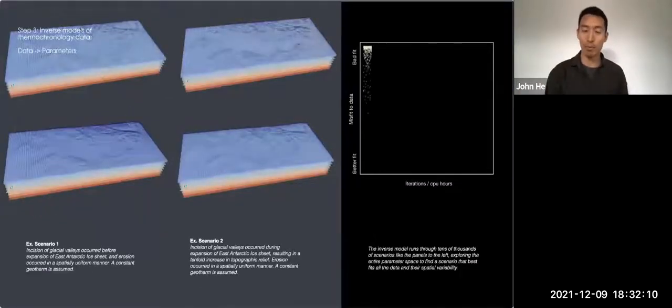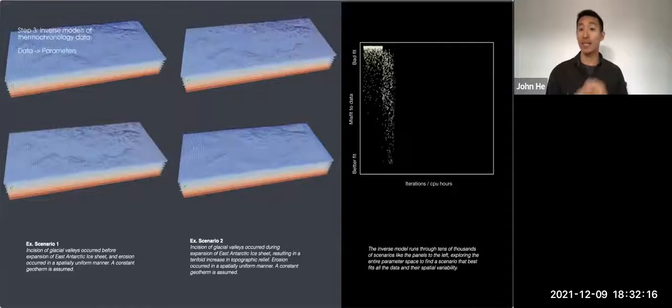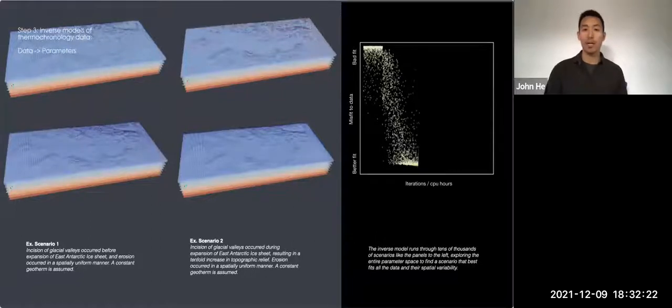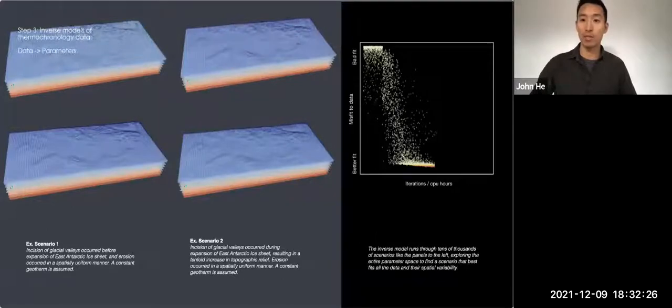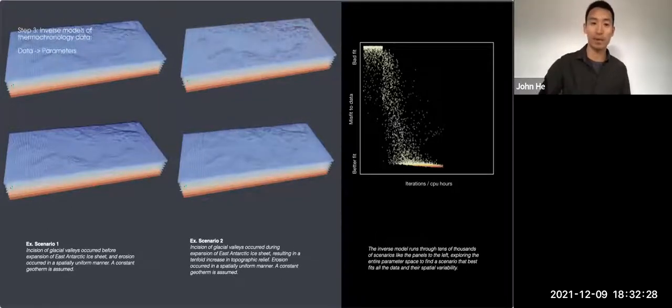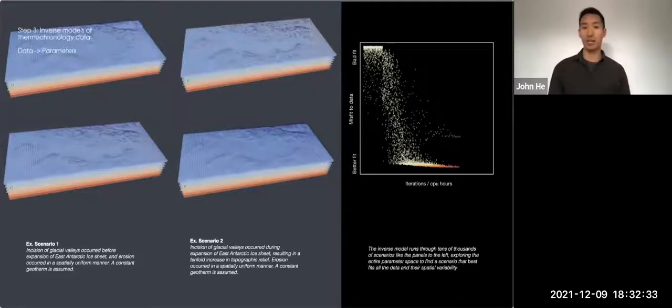Finally, the third step we can take is to run the model in inversion mode. What this means is that we give the model the data set that we have and ask the model to find the best fit parameters that matches the data. To do this, we use the parallel computing capabilities at the University of Arizona High Power Computing Center, and the code runs tens of thousands of different scenarios.